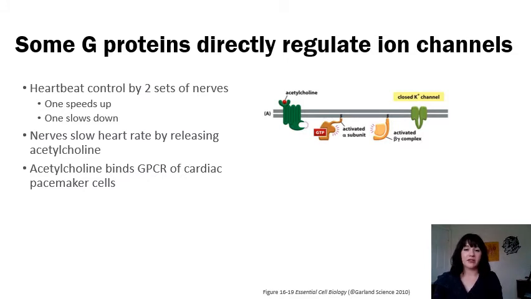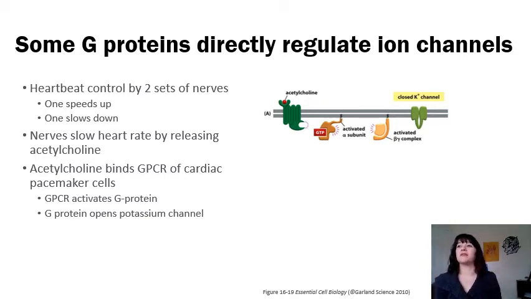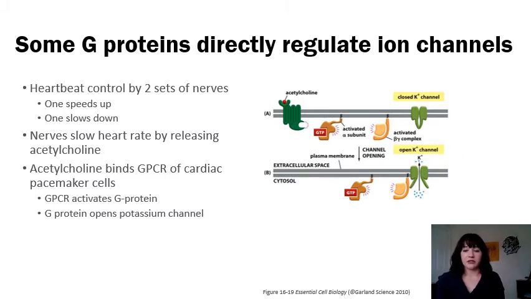It has a receptor for acetylcholine. When acetylcholine binds, it will activate this G protein. And what the G protein will do is lead to opening of a potassium channel. Sheriff's coming by. Anyways, so the G protein will lead to activation of this potassium channel. And in fact, in this example, it is not the alpha subunit, but the beta gamma subunit, which is activating it.